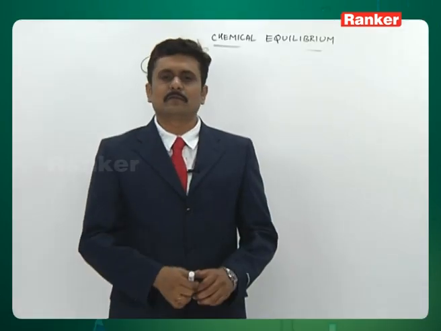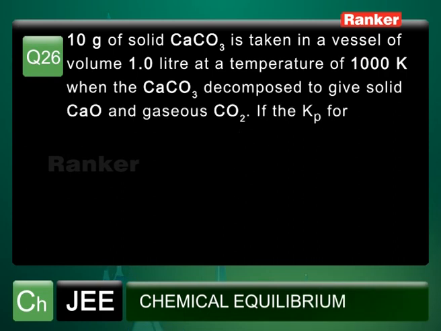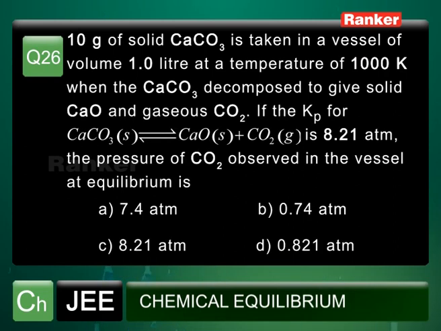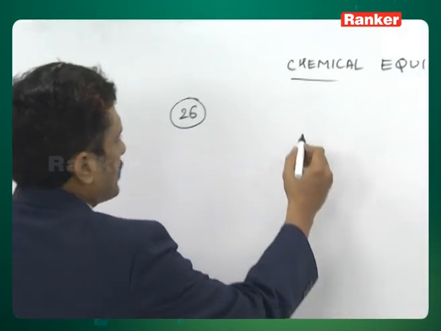We have 10 gram of solid calcium carbonate taken in a vessel of 1 liter volume at 1000 Kelvin. When CaCO3 decomposes to give CaO and carbon dioxide, and Kp for the dissociation of CaCO3 is given, the pressure of CO2 in the vessel is asked.